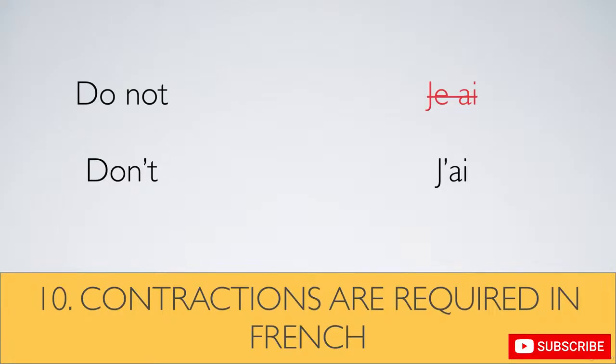So when we say, for example, something that we'll learn soon is j'ai, which means I have. You can't say je ai, or j'ai. You have to say j'ai. There is no option. Whereas in English, you could say do not, or don't. But in French, again, no option.